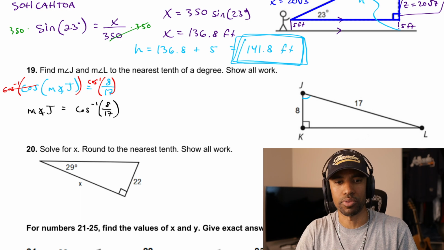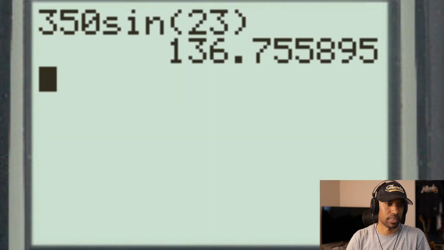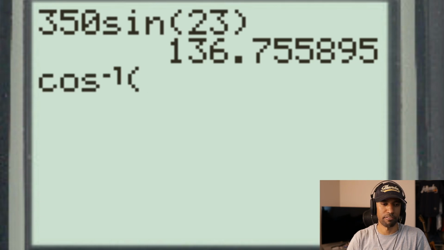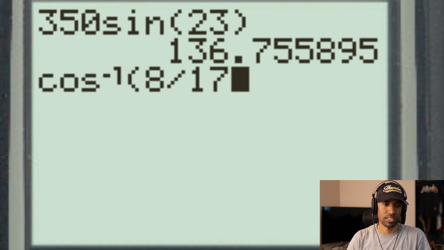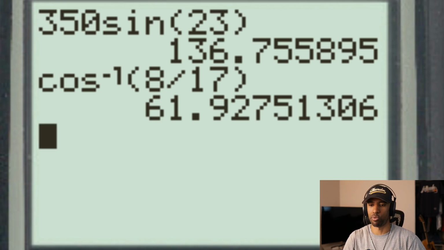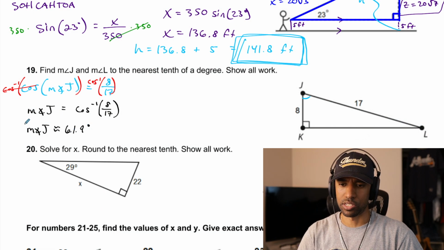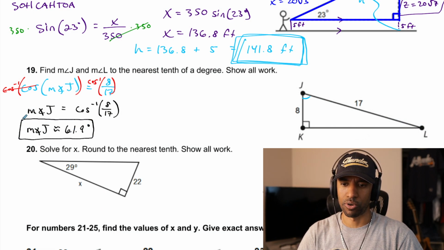I'm going to go ahead and compute that. There's nothing else to be careful of there. So let's take a look at that one. My inverse cosine function's right there, 8/17 right there, and I get 61.927, so 61.9 degrees. The measure of angle J is about 61.9 degrees. That is my result for J.